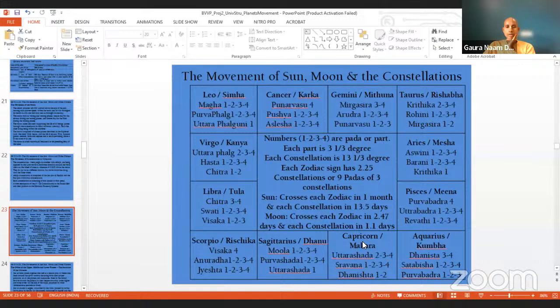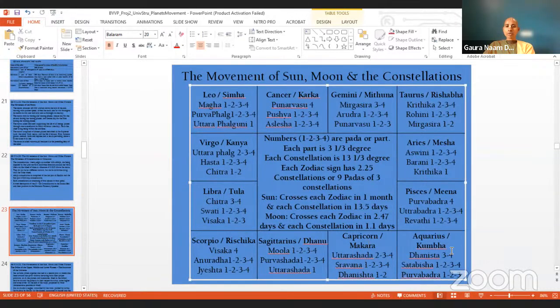So these are the constellations. Capricorn is Makara, Kumbha is Aquarius, Meena is Pisces, Mesha is Aries. So at this time of Makara Sankranti, January 14th, the sun god is entering Makara Rashi. Therefore it is called Makara Sankranti.